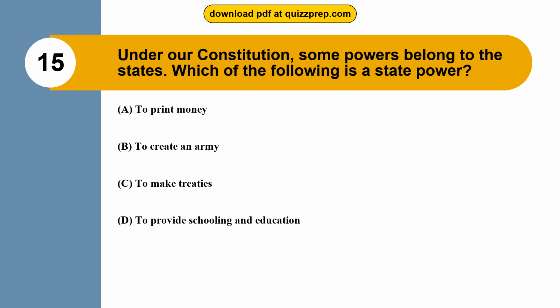Option A. To print money. Option B. To create an army. Option C. To make treaties. Option D. To provide schooling and education. The correct answer is option D. To provide schooling and education.